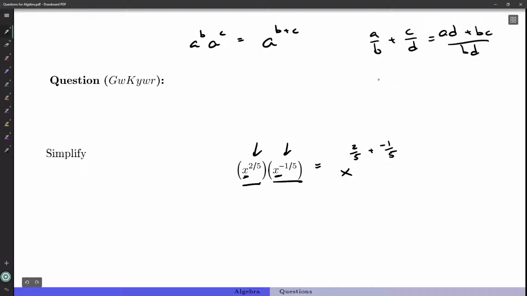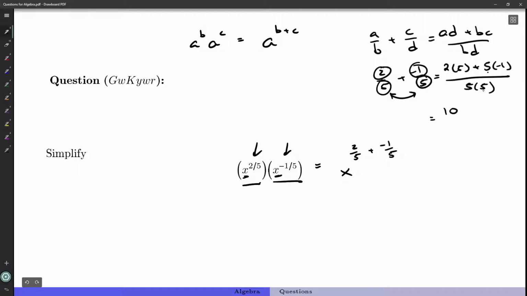So in this case, we've got 2/5 plus negative 1/5: a times d, plus b times c, all over, and then we multiply the two denominators together. So 2 times 5 is 10. 5 times negative 1 is negative 5. And 5 times 5 on the bottom is 25.